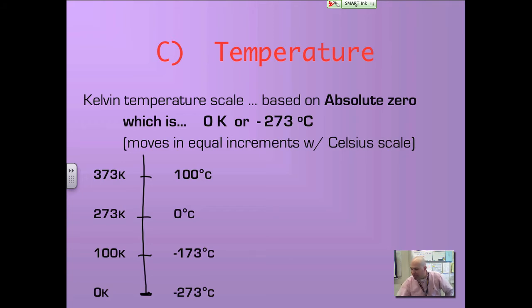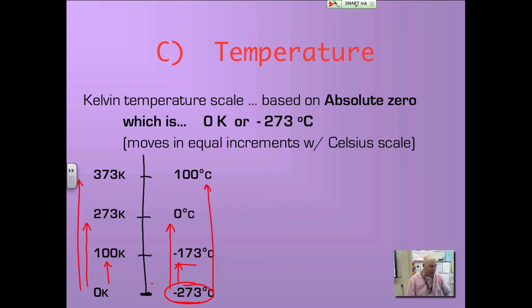Anyhow, here's their equal increments. As you can see, if I go up 100 Kelvin, I'm going up 100 Celsius. Negative 273 to negative 173. If I go up 273, notice that I'm going up 273 with the Celsius as well. Same thing with the other one. If I go up 373, I'm going up 373. So it's important to see this, okay?